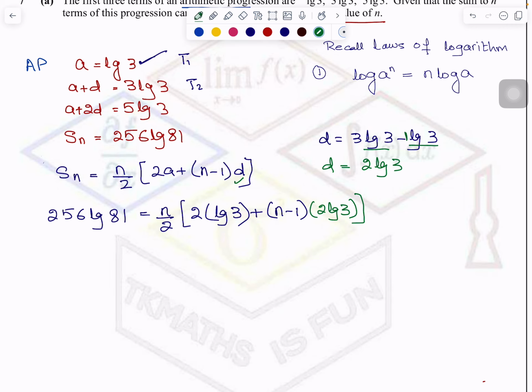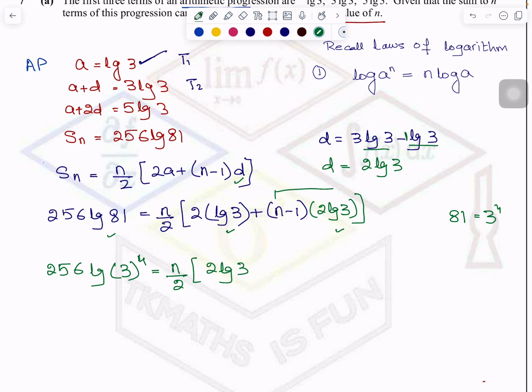So let's solve it. One more thing you will notice: you have lg3 here, lg3 here, and here lg81. Now you must know that 81 is equal to 3 power 4, so I can easily change it into lg3. Agreed? So instead of 81, I'm writing 3 power 4. Now this one will be 2lg3. I'm expanding the bracket. n will multiply by this. It will become what?